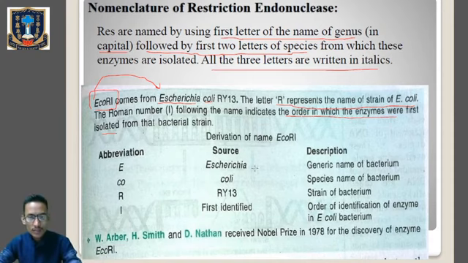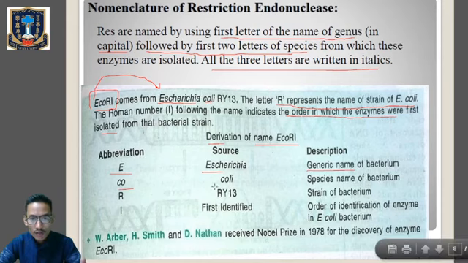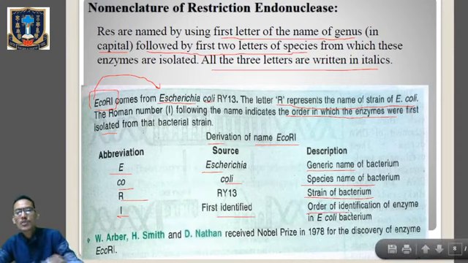Okay, so you can see over here the derivation of the name EcoR1. E, source Escherichia, generic name, genus. CO means coli, coming from the species name. R means the strain, R Y3 means the strain of bacterium, and Roman number 1 indicates the order in which the bacterium has been isolated.